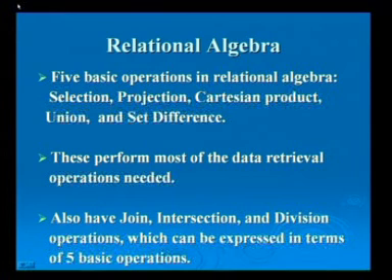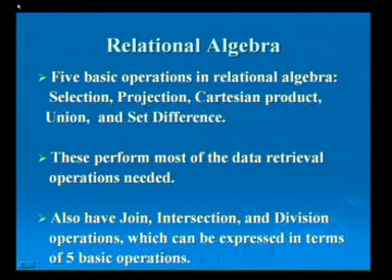I said that there are 5 basic operations, and there are other operations that can be defined in terms of these 5 basic operations. They are join, intersection, and division. So this is one way of categorizing relational algebra, that is basic operations and the operations that can be defined in terms of basic operations.